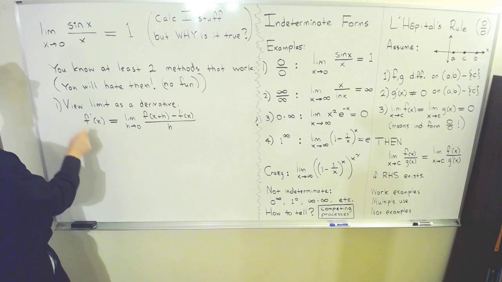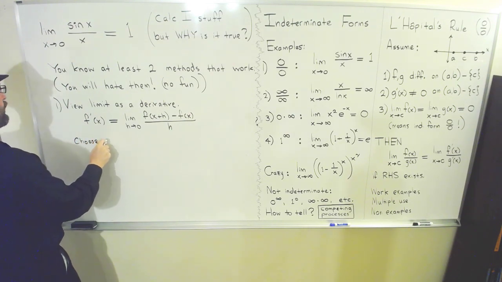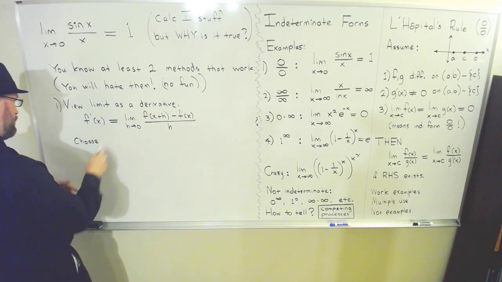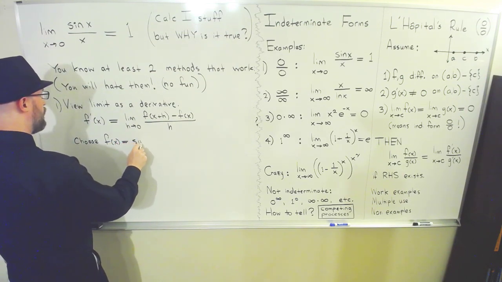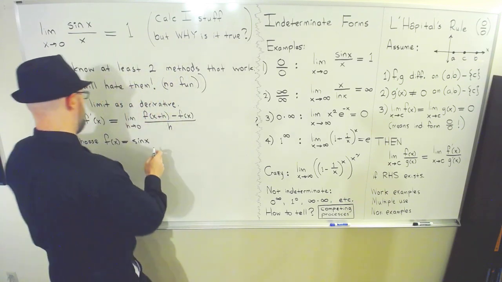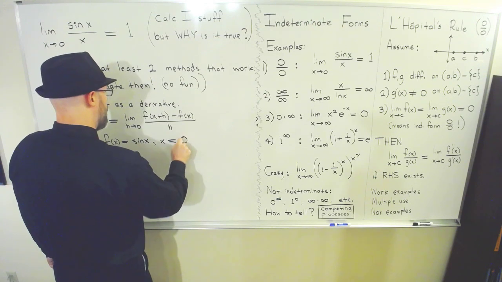Now, suppose I choose a particular function. So say I choose, and you know what it's going to be because it's the one we're looking at, f of x to be equal to sine x. And I'm also going to choose a particular value for x, and it's going to be 0.